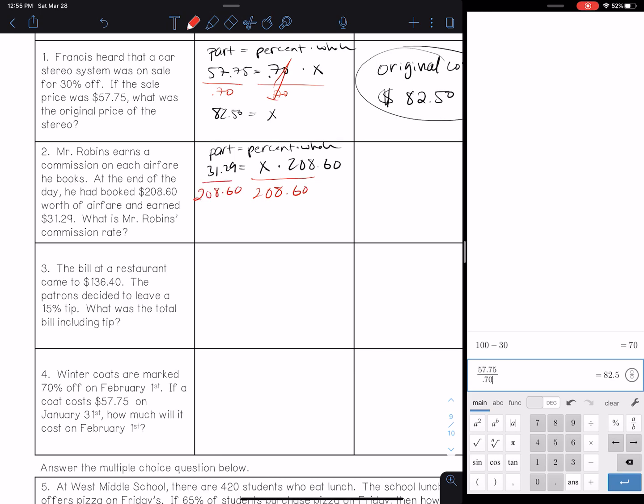On the right side, we get a 1. x times 1 is just x. On the left side, $31.29 divided by $208.60. That is 0.15. But that must be written as a percentage. So how much is that as a percentage? 15%.